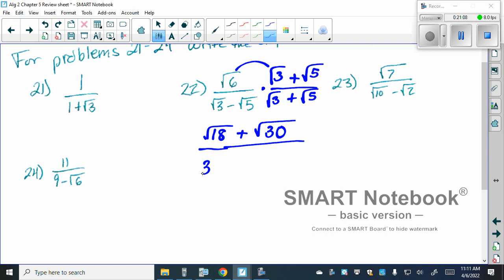3. Then we'll do square root of 3 times positive 5, square root of 5, which would be square root of 15. Negative 5, square root of 5 times square root of 3 is going to be negative square root of 15. Negative square root of 5 times square root of 5 is going to be negative 5. Because square root of 5 times square root of 5 is the square root of 25. Square root of 25 is just 5.